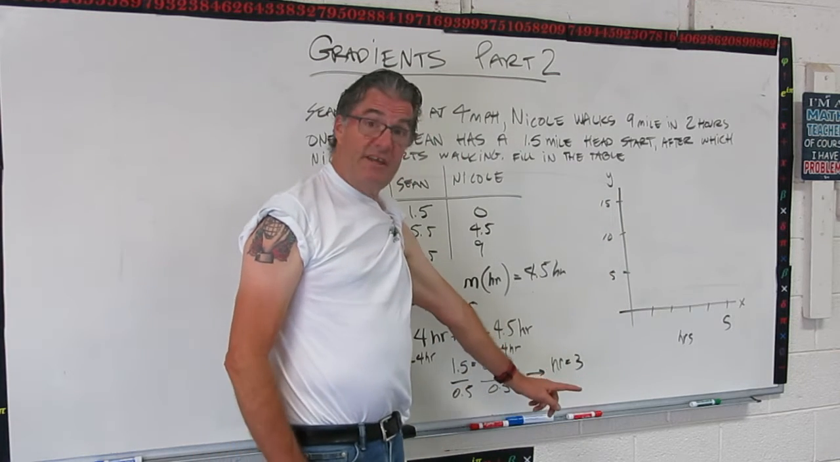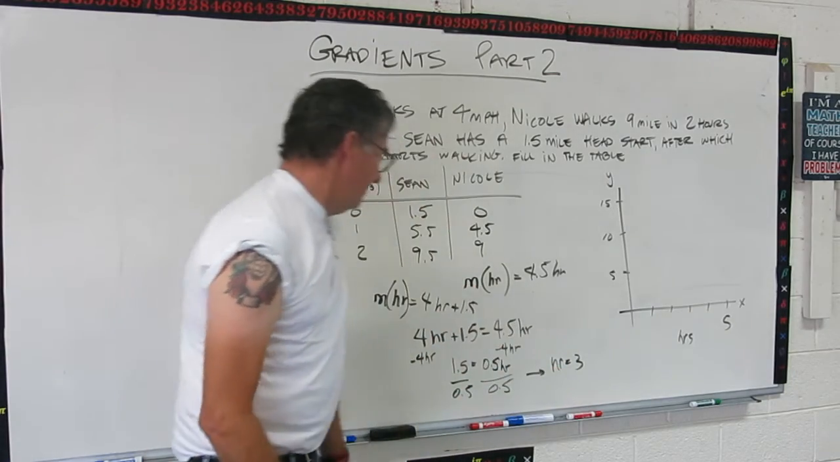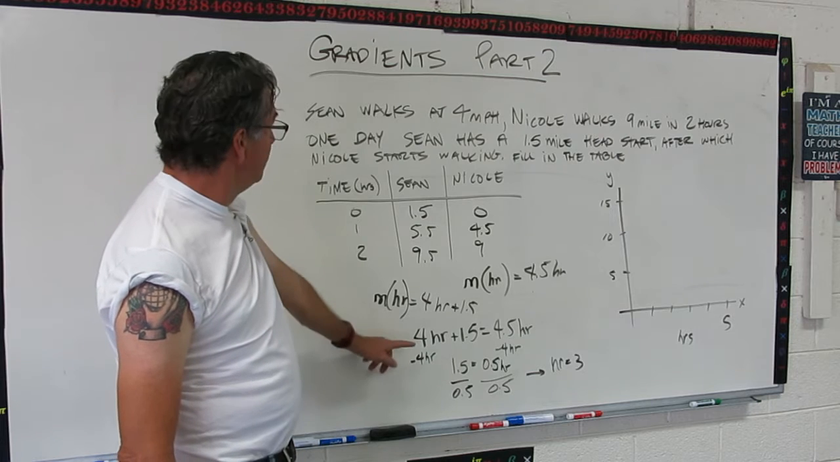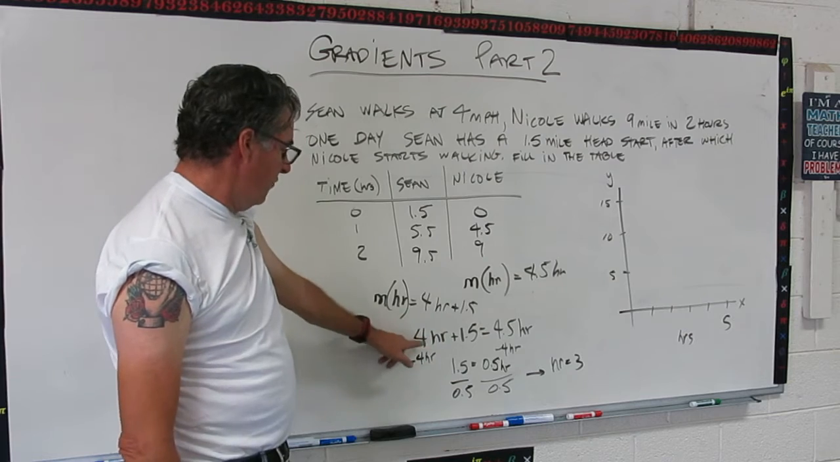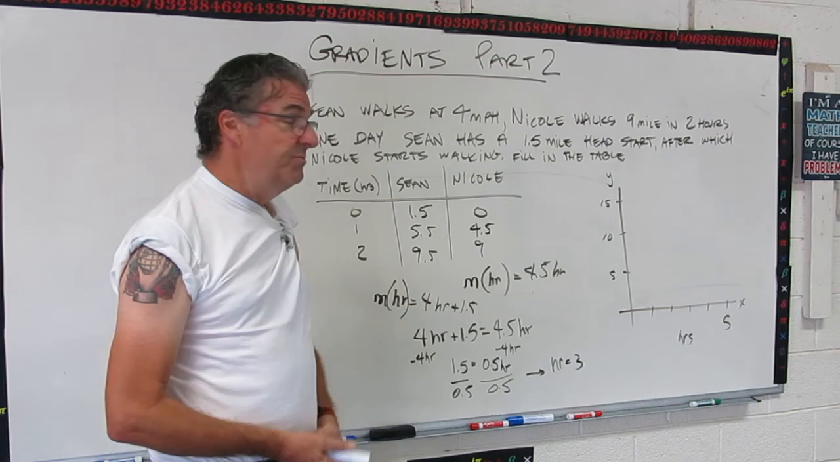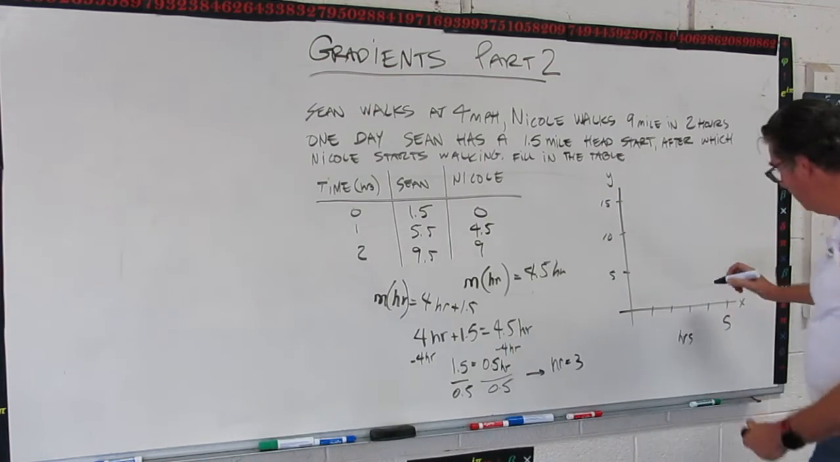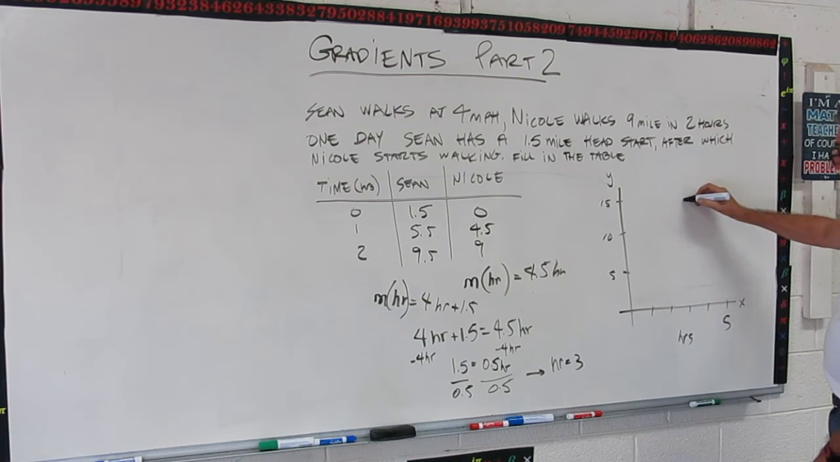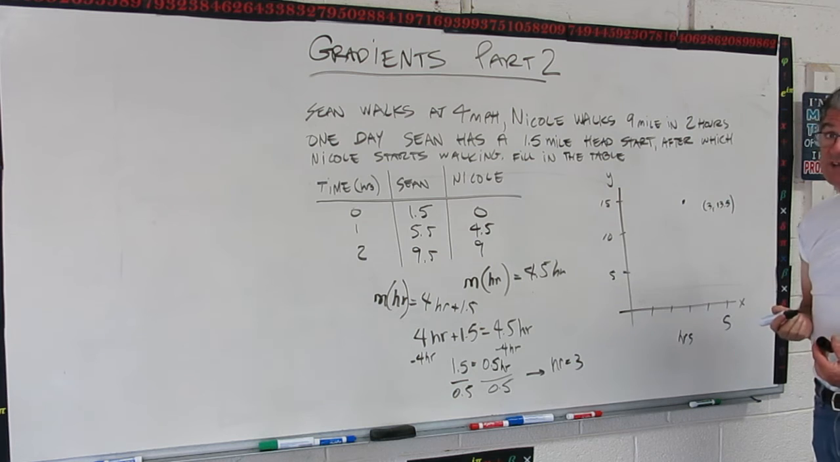So let's find out the y-coordinate of that point of intersection. Hour 3, let's plug that into the Sean equation. Hour 3 is going to be 3 for there, so 4 times 3 is 12, plus 1.5 is 13.5. So it is 13.5 miles where they meet, and it's at 3 hours. So I'm going to go up 3 hours and 13.5. So that's the point, 3, 13.5. And that's where these two lines cross.